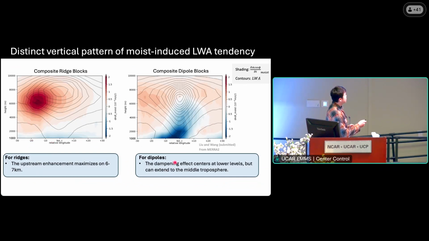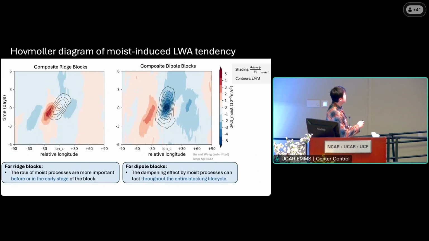And for dipole, we can see that the damping effect is centered at the lower level, but can extend to the middle of the troposphere, which can effectively reduce the wave activity of the whole column. So the damping effect is robust. You can also see this Hovmöller diagram, and the contour is the wave activity. It just tells you the composite blocking life cycle. And the shading is the moist-induced wave activity.